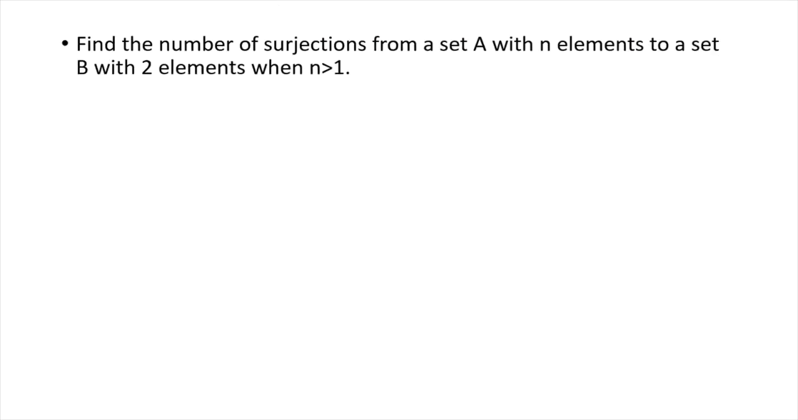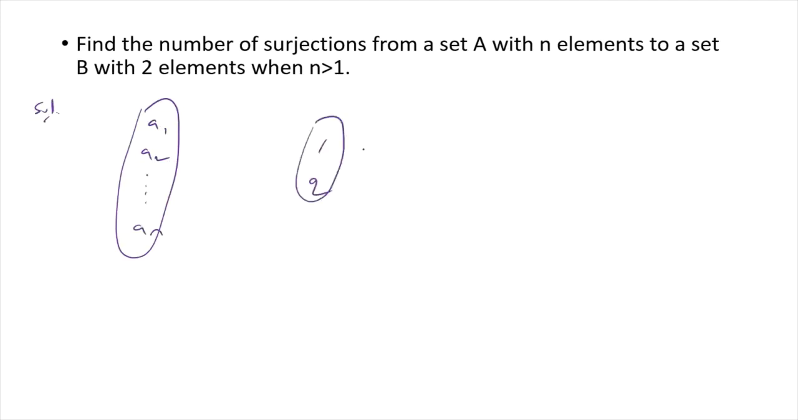Okay. Now let us look into this problem. Find the number of surjections from a set A with n elements into a set B with 2 elements. So this is a special problem. First let me write down the set. We have this set A1, A2 and so on up to An, and another set which contains only 2 elements, 1 and 2. Now we have to find the number of surjections from this set A into this set B.